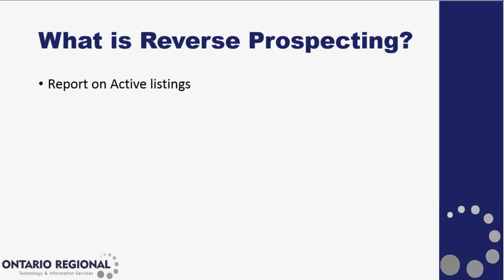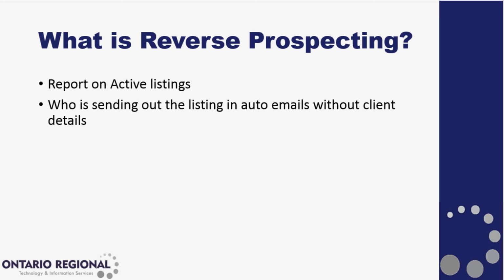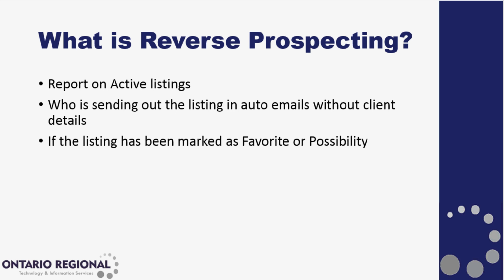Reverse prospecting is a report on your active listings that gives details of which members are sending out your listing in auto emails, but not showing the client information of who is receiving those auto emails, if the listing has been marked as a possibility or a favorite by the client receiving the auto email. Now, these reports are optional and can be opted out of by the members.